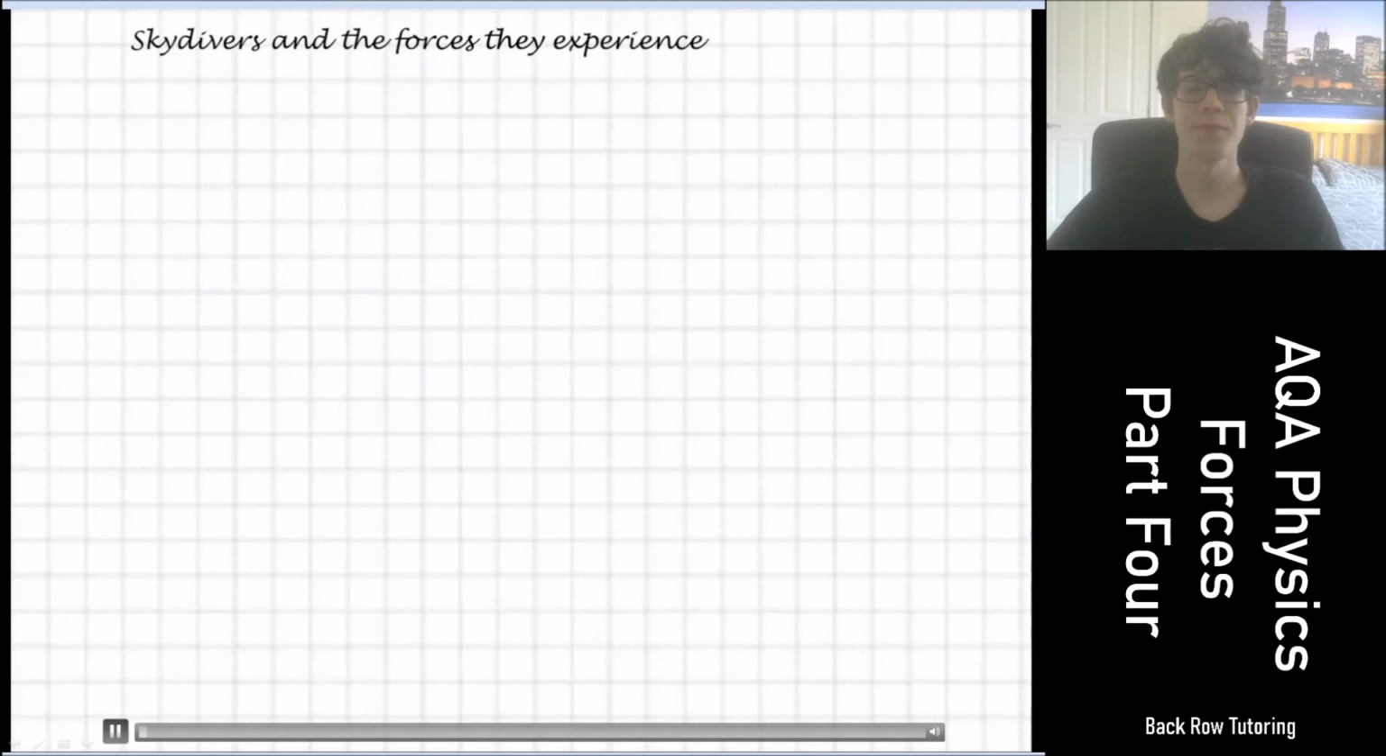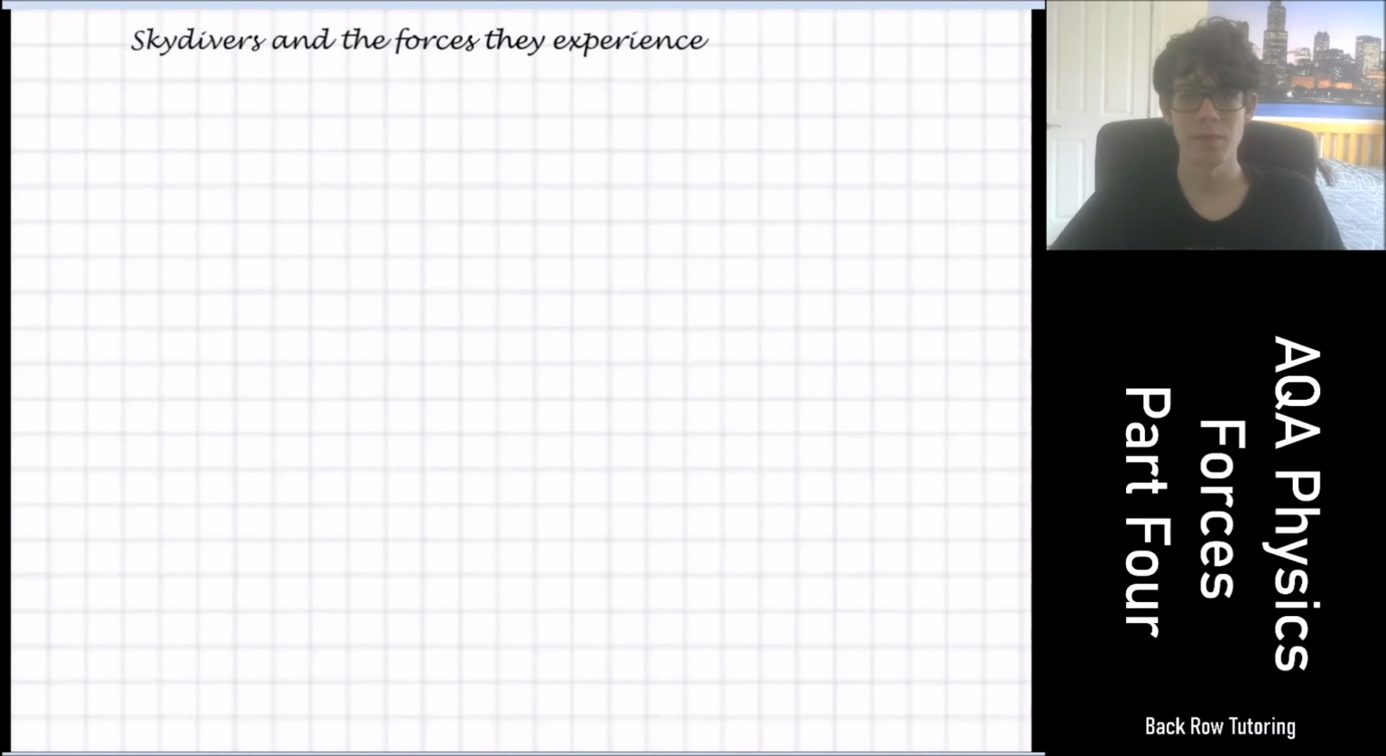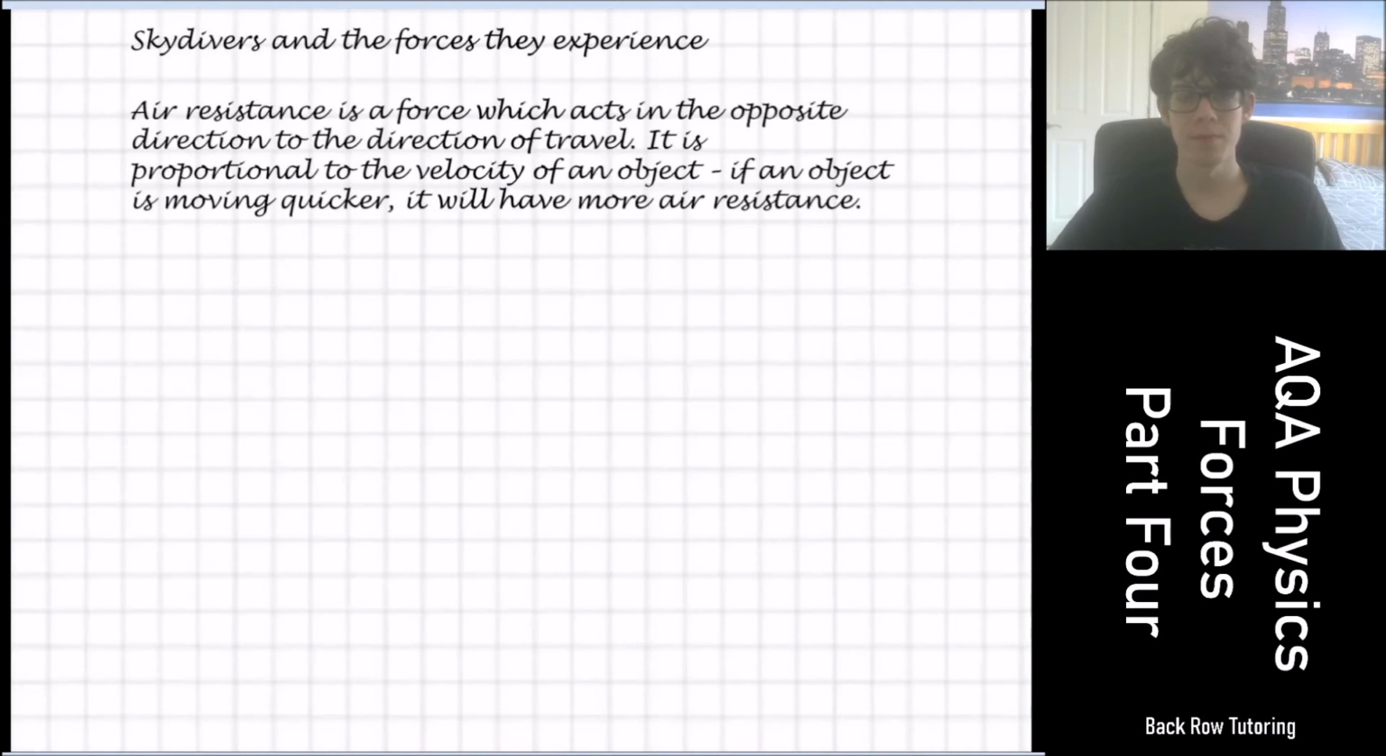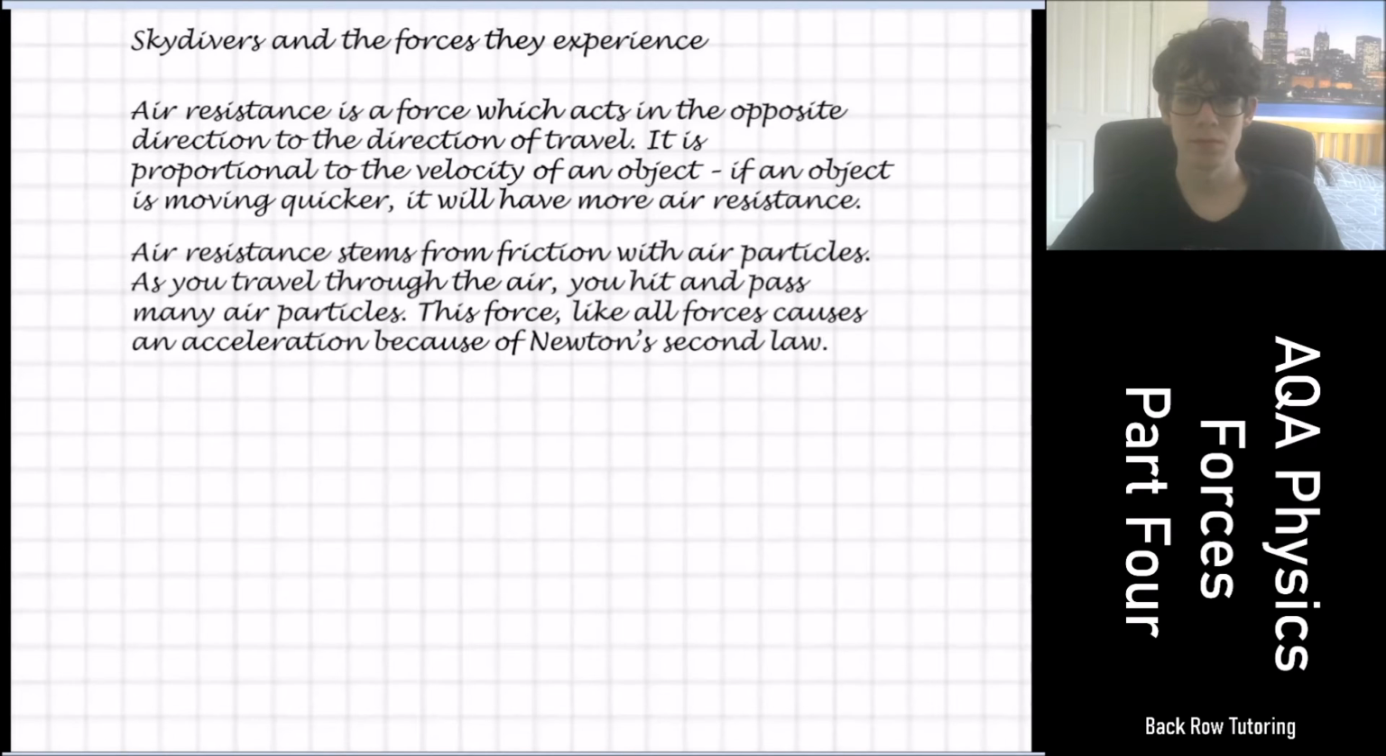Hello there. We're looking at skydivers and the forces that they experience. Air resistance is a force which acts in the opposite direction to the direction of travel. It is proportional to the velocity of an object. If an object is moving quicker, it will have more air resistance. Air resistance stems from friction with air particles. As you travel through the air, you hit and pass many air particles. This force, like all forces, causes an acceleration because of Newton's second law.